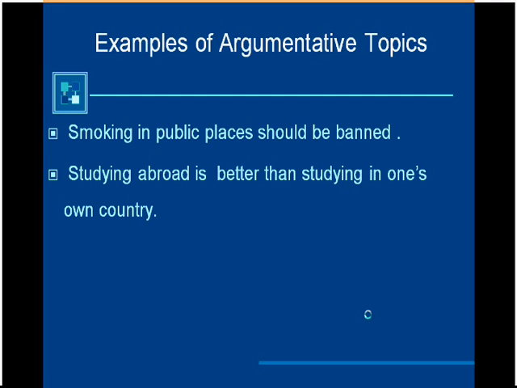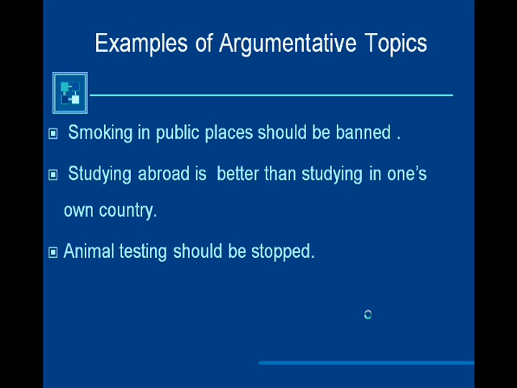Again, another topic, studying abroad is better than studying in one's own country. Again, this is one of the topics which lots of people argue about. Okay, so studying abroad, should students go to study abroad in a foreign country, or is it better for them to study in their own country with their family? So, which is better, going abroad or studying in one's own country with their own families? So again, you have to say, are you for? Are you against, and why?